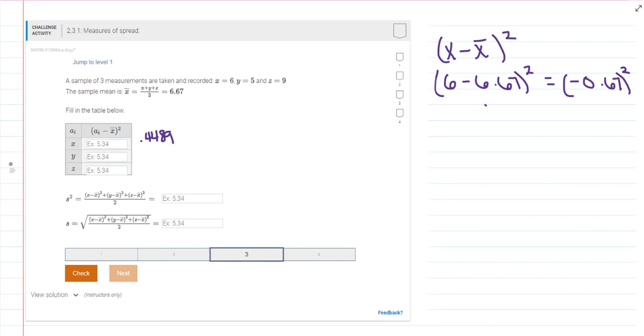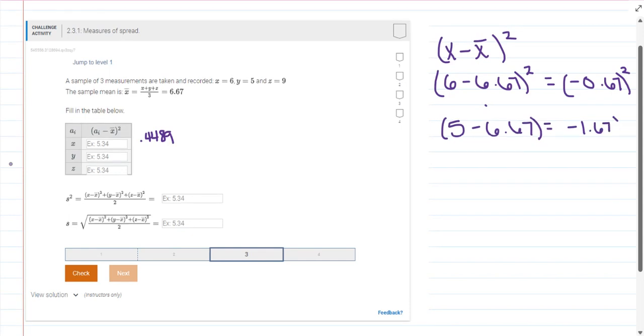Now the next one we have same thing. So A sub I, that's just going to be Y. So this time that's going to be 5 minus X bar, which is 6.67. So that is going to be 5 minus 6.67, negative 1.67. And of course, a negative times a negative is a positive. So when we square this, this is going to become positive. And that is going to be 2.7889. And I'm not rounding yet. I'm going to round at the very end.